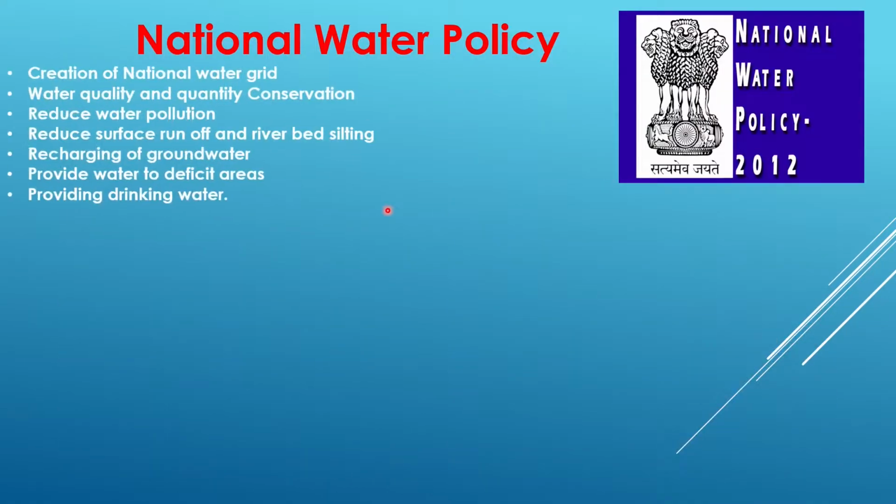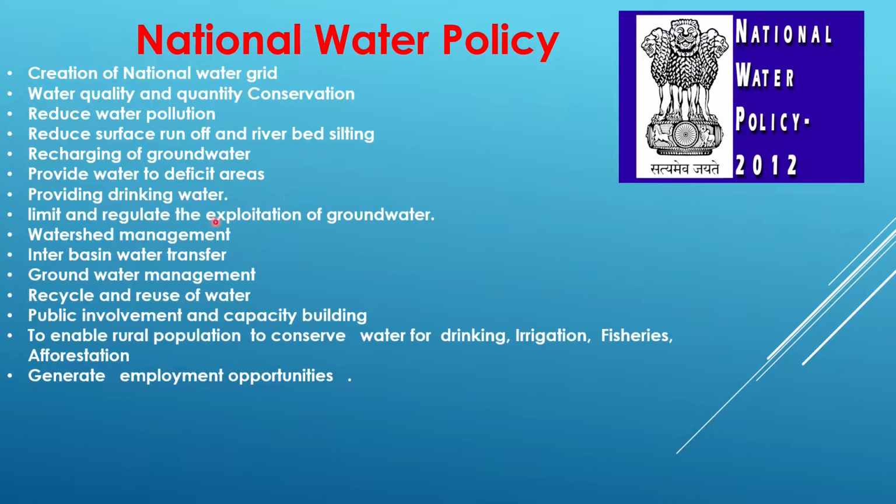National water policy: creation of a national water grid, water quality and quantity conservation, reduce water pollution, reduce surface runoff and riverbed silting, recharging of groundwater, provide water to deficit areas, providing drinking water, limit and regulate the exploitation of groundwater, watershed management, interbasin water transfer, groundwater management, recycle and reuse of water, public involvement and capacity building to enable the rural population to conserve water for drinking, irrigation, fisheries, afforestation, and general employment opportunities.